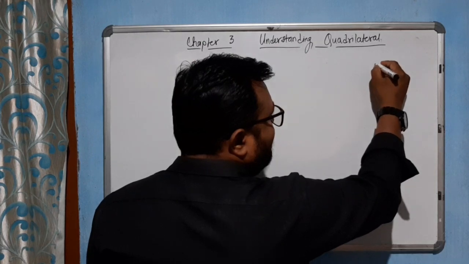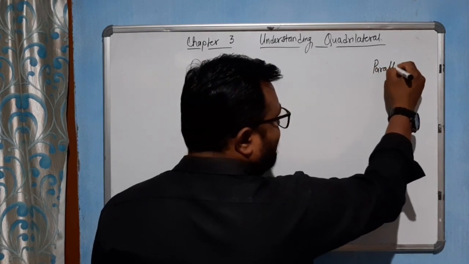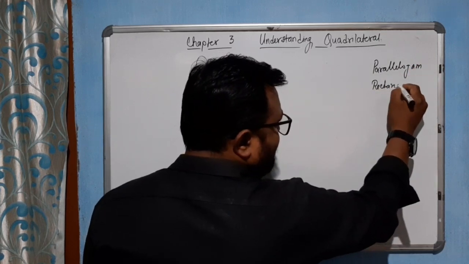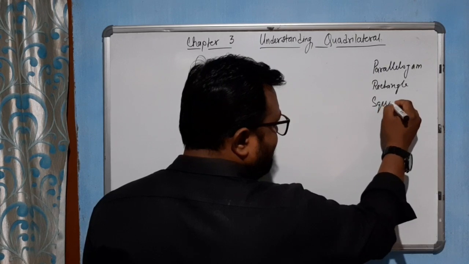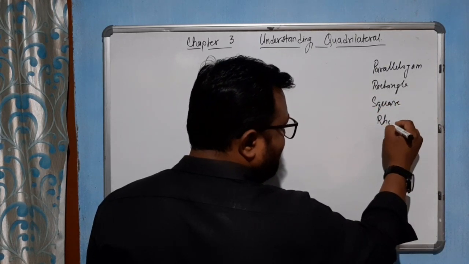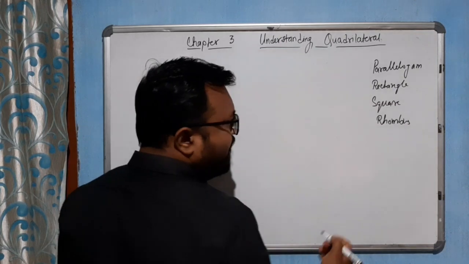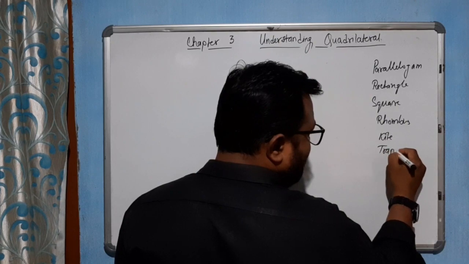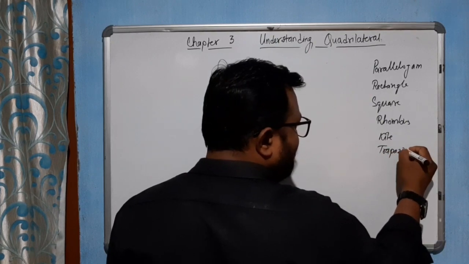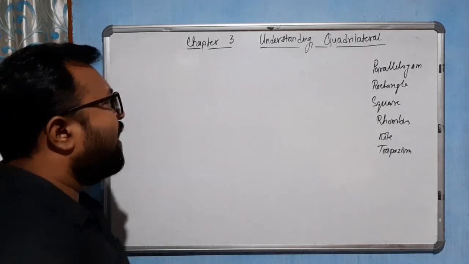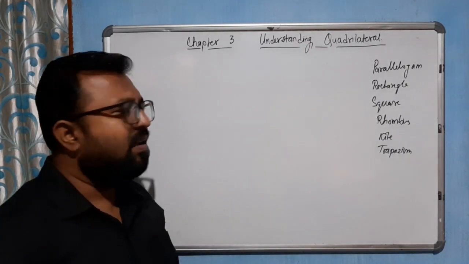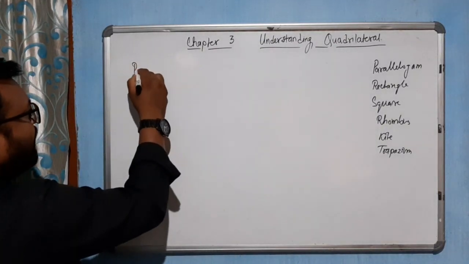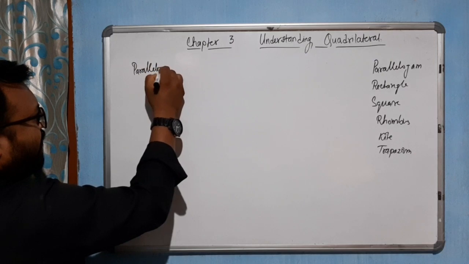Okay. So parallelogram, rectangle, square, rhombus, then kite, then trapezium. These are all types of quadrilateral. Okay. Now let's talk about parallelogram.